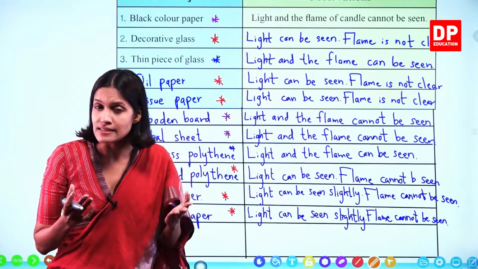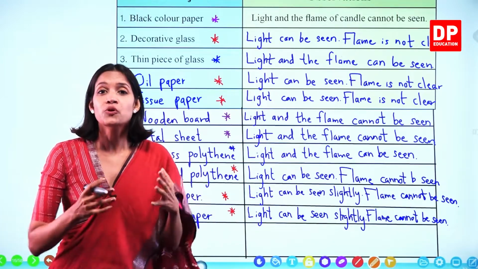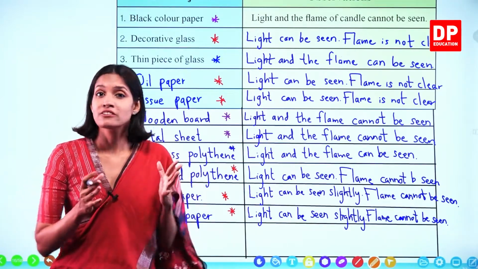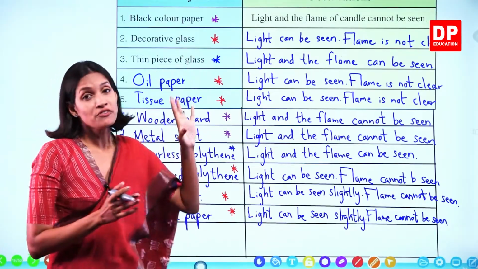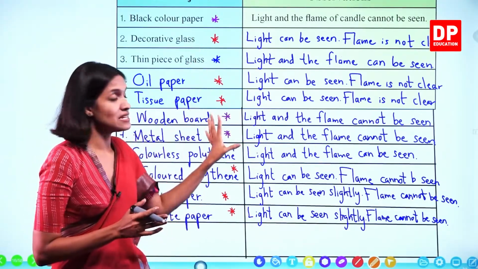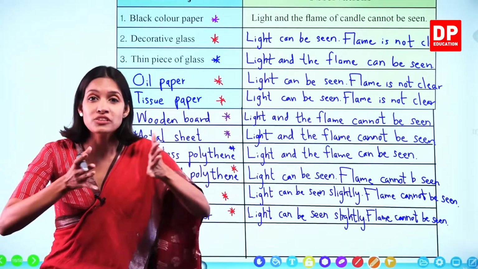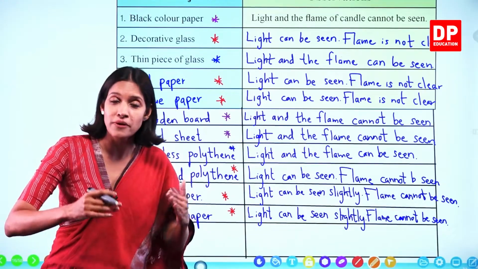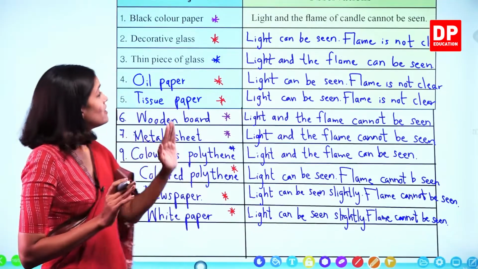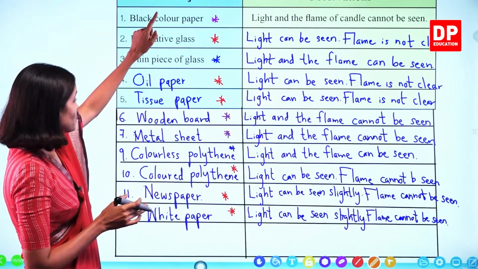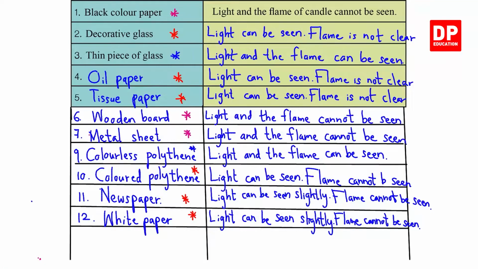What is the reason, children? That is because these type of materials don't let light pass through them very well, right? Therefore, part of the light is blocked by these materials. Therefore, only part of the light passes through these materials, or light passes through these materials partially. Understand? Look at the third type, the pink stars, black paper, wooden board, metal sheet.